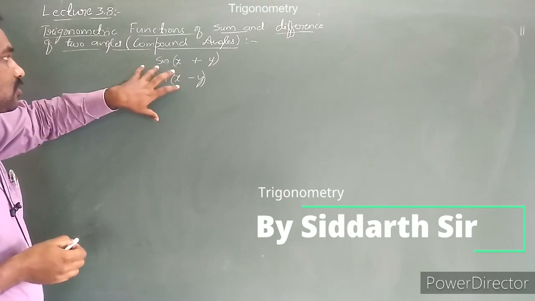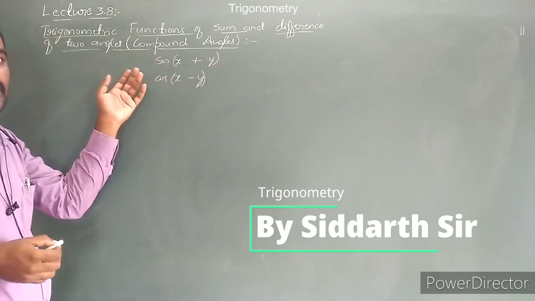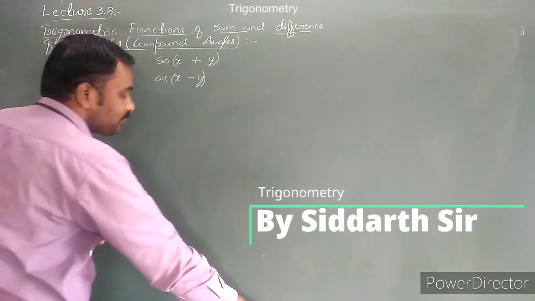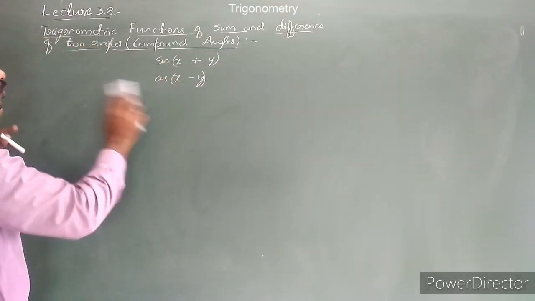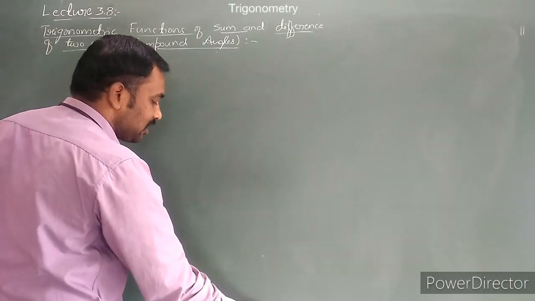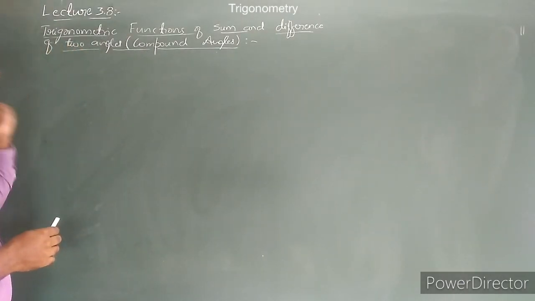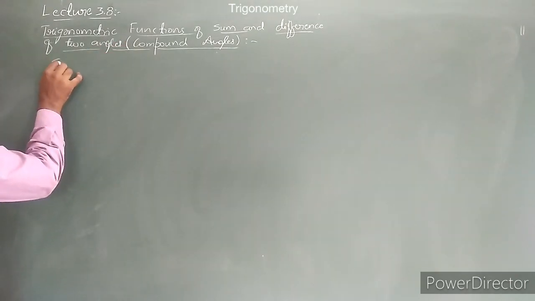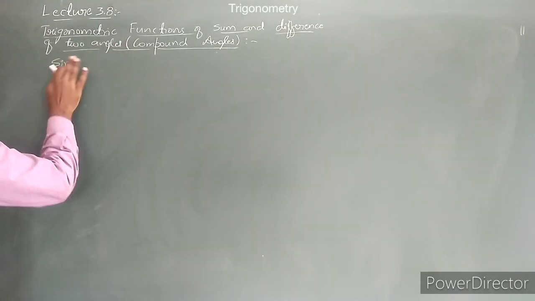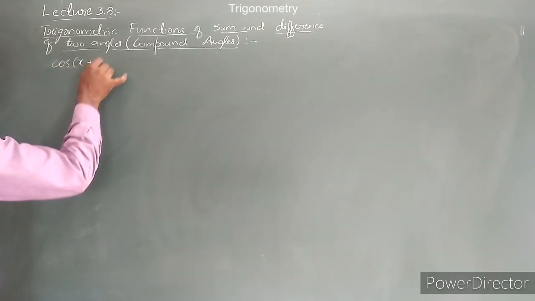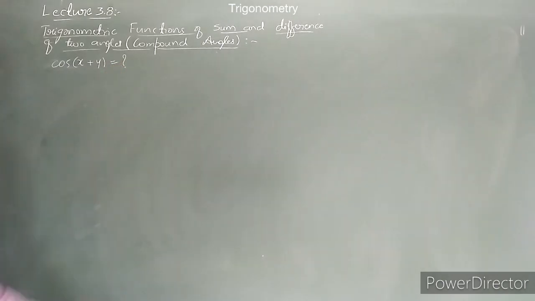All the six trigonometric ratios. What is the sine of X plus Y? Cos of X plus Y, tan of X plus Y, like that. With the sum and difference of two angles and the trigonometric ratios, we will get the required result here. First of all I need to find out the sine of X plus Y, or first of all let's come to know what the cos of X plus Y is.